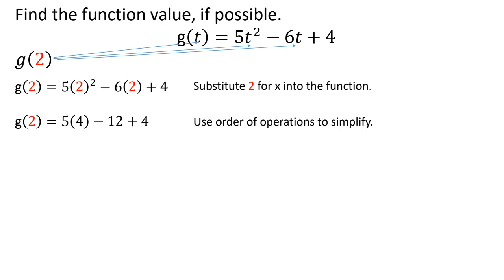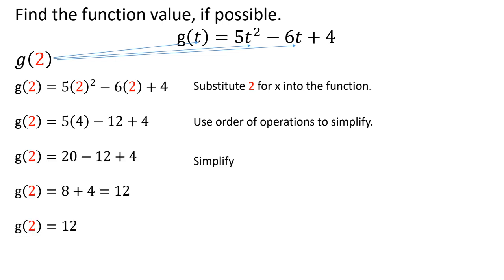Let's go ahead and continue simplifying. The 5 times 4 is 20. And then we subtract 20 minus 12 is 8. And 8 plus 4 is 12. So again, the function evaluated at g of 2 is going to produce an output value of 12. Okay.